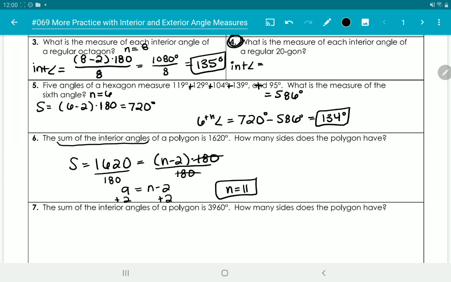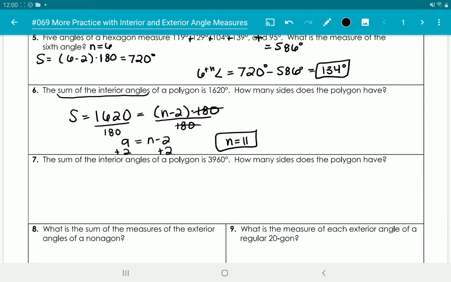So it gave us the sum of the interior angles, and we knew the formula for that, so we could solve for n. Okay, so this one is the exact same type of problem. It gives you the sum. It needs you to solve for n. I want you to go ahead and pause the video and try number 7 on your own.